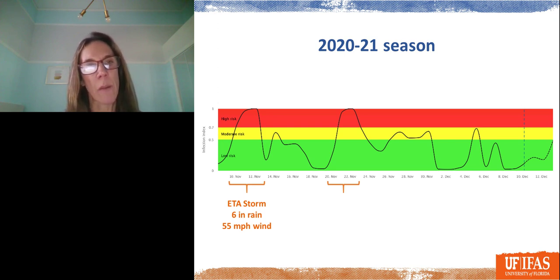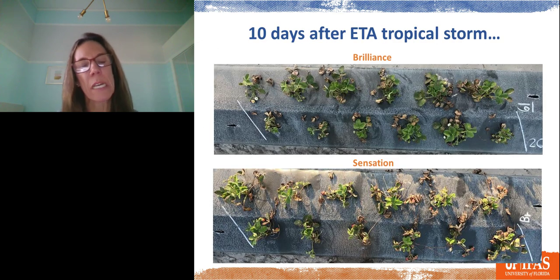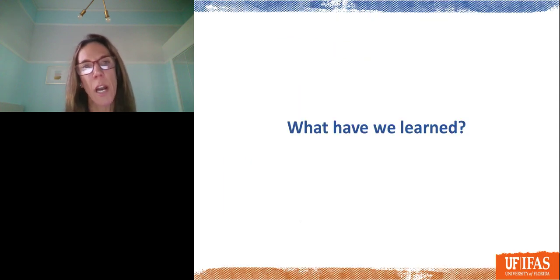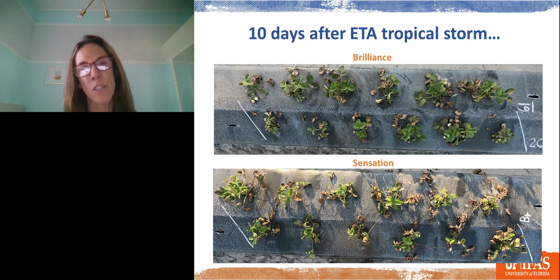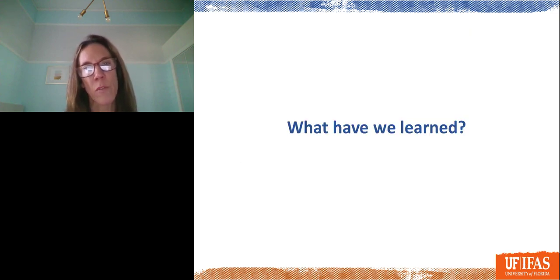The weather has been less favorable in the past few weeks. But again, here is just another picture about 10 days after that Eta tropical storm. Those are some pictures from plots in our field trials, 2 different cultivars that were affected, and it was just very, very quick. Those plants were inoculated early during the establishment period, so they did have inoculum, but it just took 2-3 days of the storm to really spread all over.